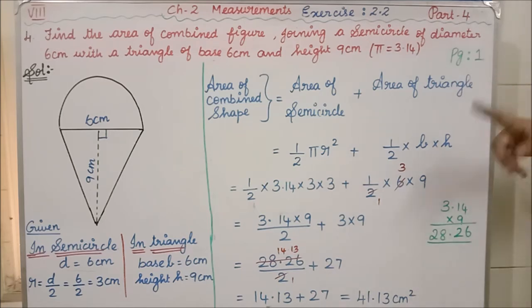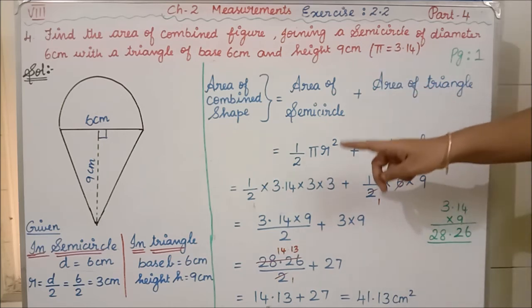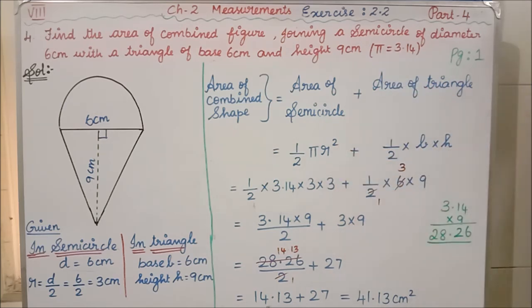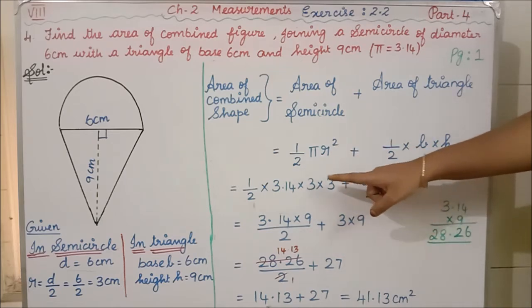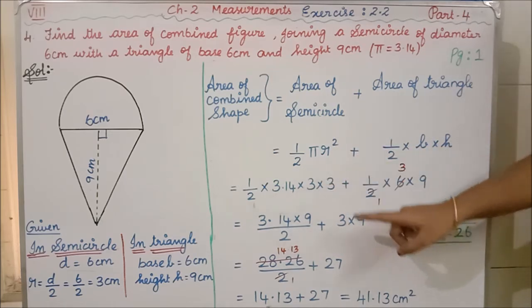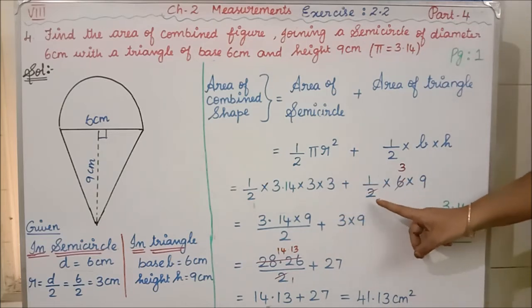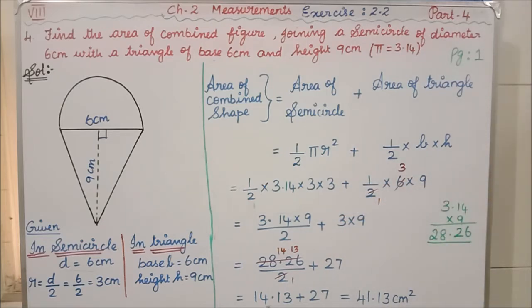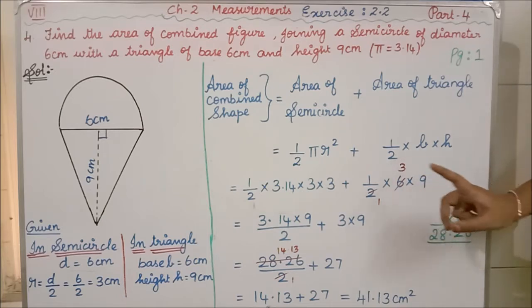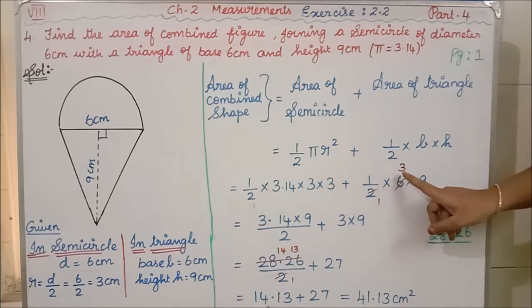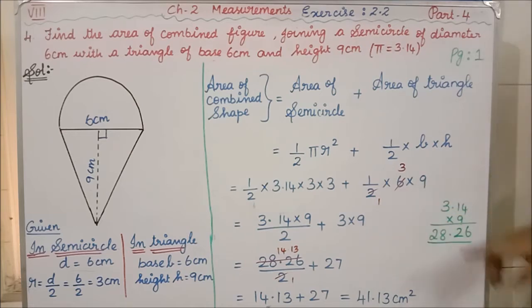Clear? Plus 1 by 2 into, what is the base of the triangle? 6. What is the height of the triangle? 9 centimeter. So in this, nothing is cancelling. So I am just writing 3.14 into 3 threes are 9, divided by 2, plus 2 and 6 will go in the same table. So it is 1 time and this is 3 times. So 3 into 9. Clear? Next step, 3.14 into 9. See, I have multiplied.